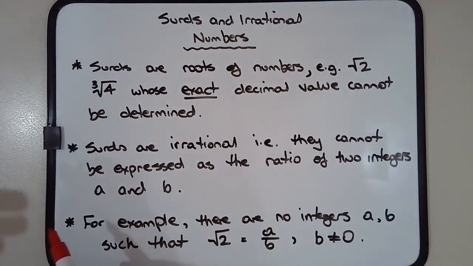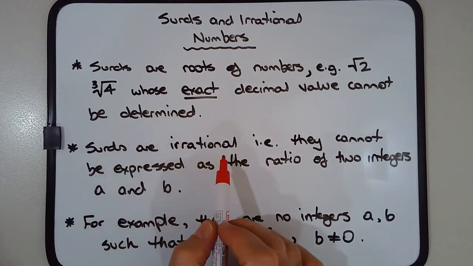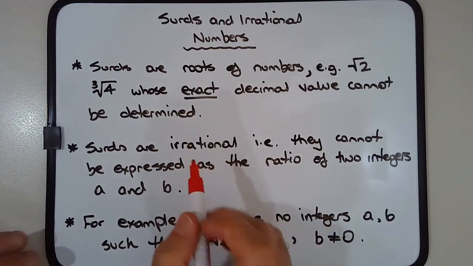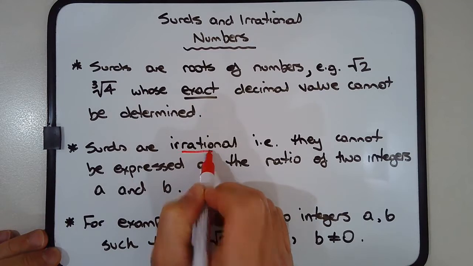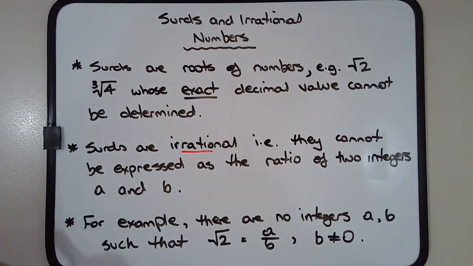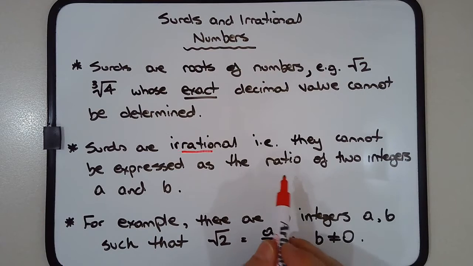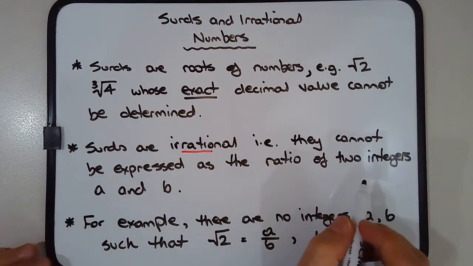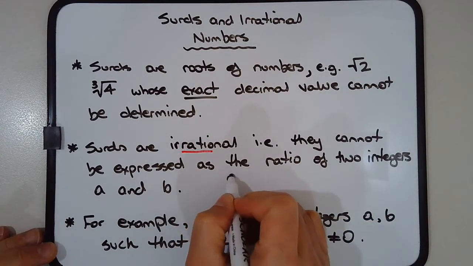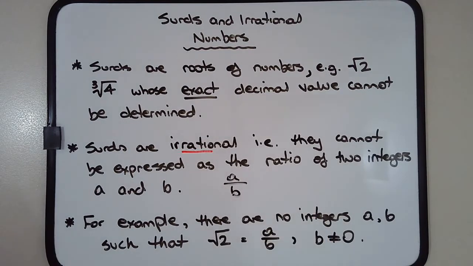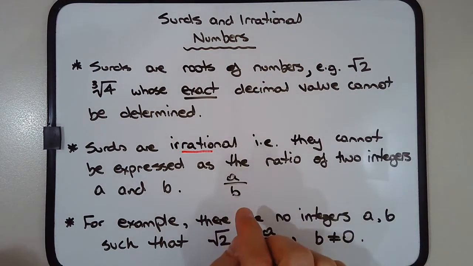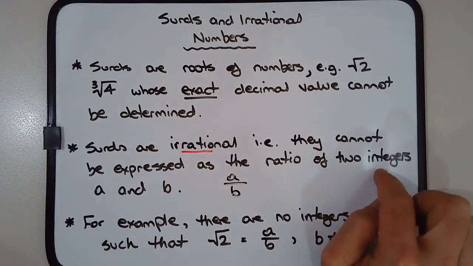And that gets me on to the next point, that surds are a type of irrational number. Irrational has the word ratio in it, if you look carefully. So irrational means they cannot be expressed as the ratio of two integer values, a and b. When we say ratio of integer values, we mean expressed in fraction form, a over b. In other words, there is no fraction that involves integers. We've got to be careful about that one. It has to be integer values.